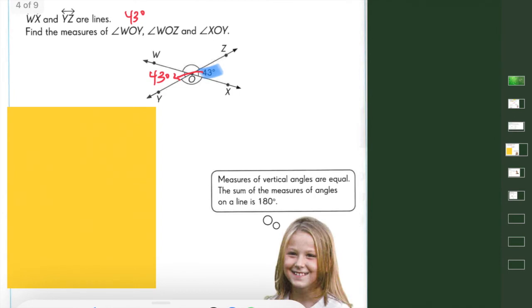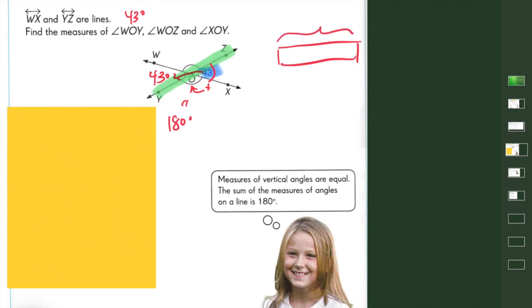Then if you look, you can see that YZ is a straight line. And so because we know that this angle of 43 degrees plus this unknown angle must have a total measure of 180 degrees. So if the whole has to be 180 degrees, we know that part of it is 43. The missing part we can find out easily by subtracting. So we get 137 degrees.